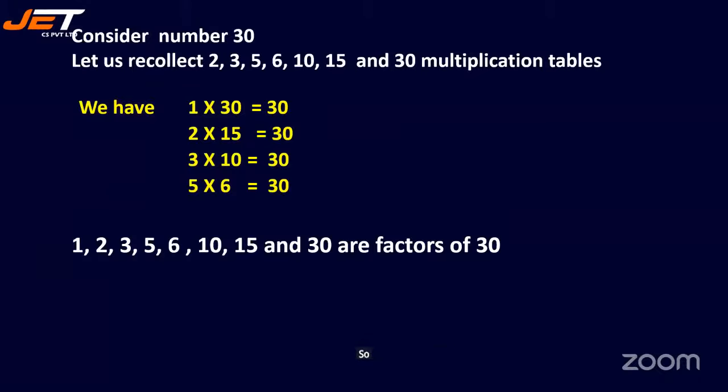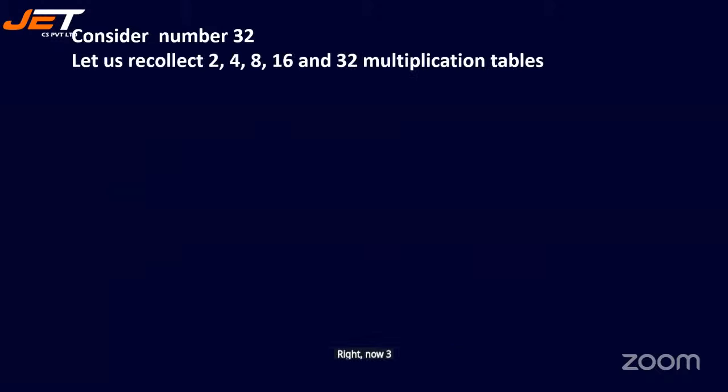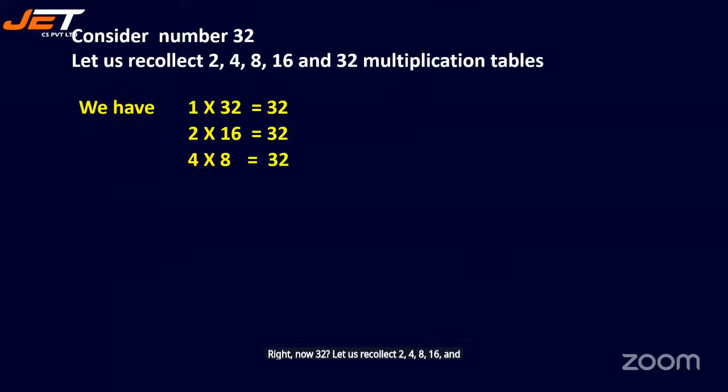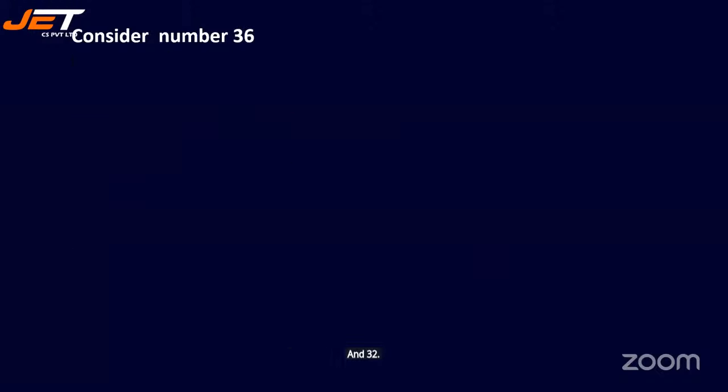So 1, 2, 3, 5, 6, 10, 15 and 30 are factors of 30. Right, now 32. Let us recollect the 2, 4, 8, 16 and 32 multiplication tables. We have 1 into 32 is 32, 2 into 16 is 32, 4 into 8 is 32. Therefore, 1, 2, 4, 8, 16 and 32 are the factors of 32.